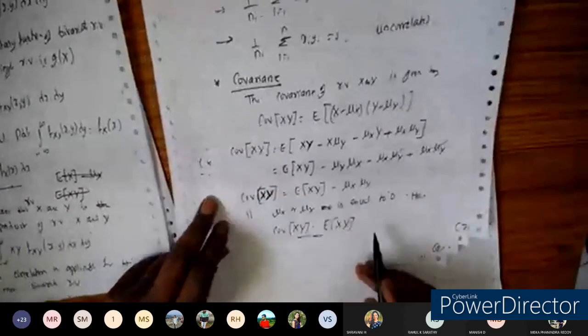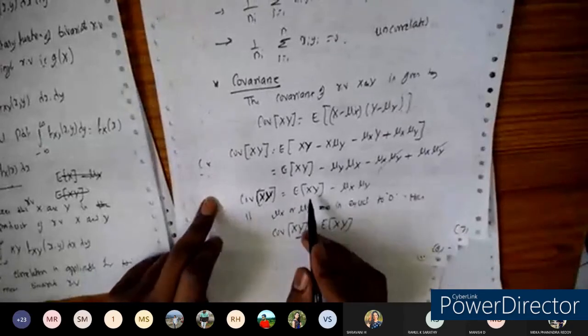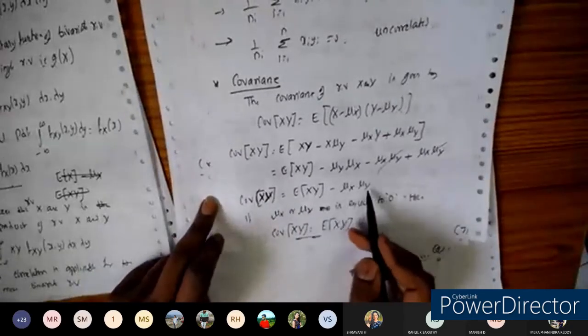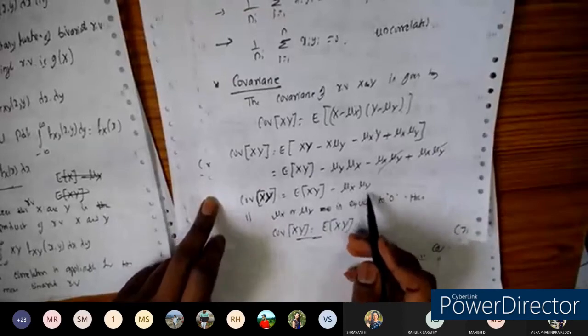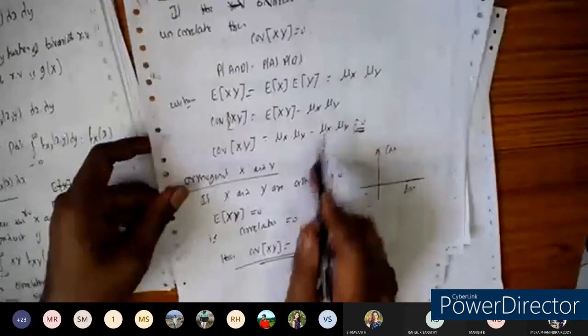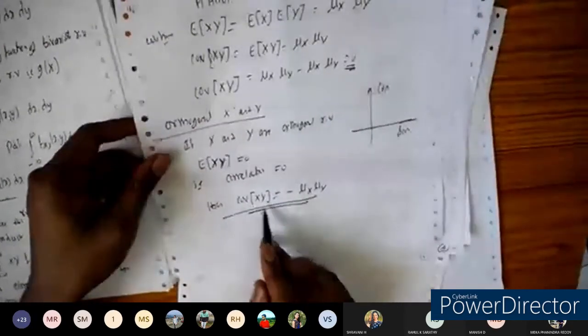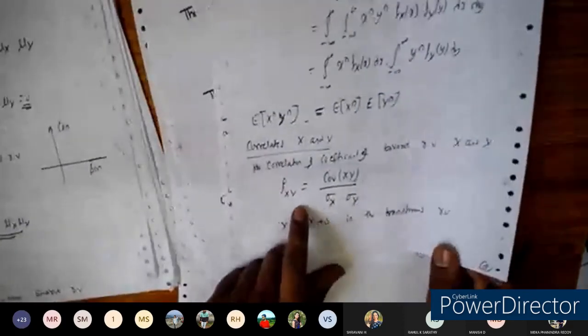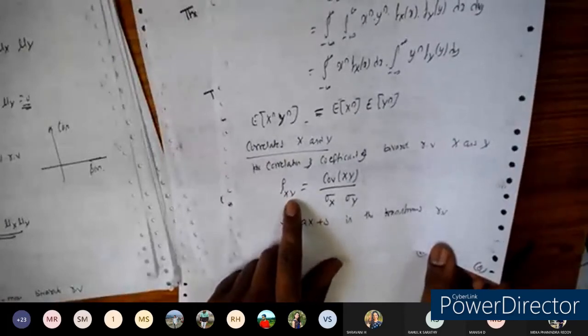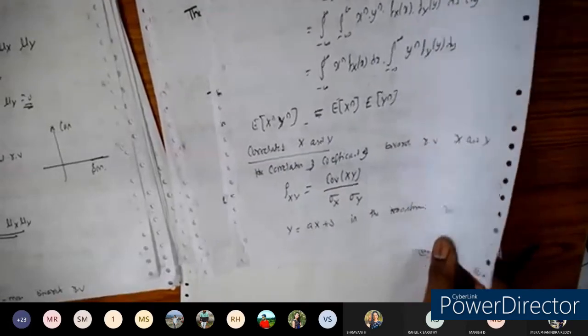This is for the discrete random variable. For the covariance, we use the formula: the covariance is the expected value of the product, the correlation, minus the product of their means. For uncorrelated random variables, the covariance is equal to 0. For orthogonality, the covariance will be equal to minus mu_X times mu_Y. This is for the independent case, and this is the correlation coefficient, rho_XY, which is equal to the covariance divided by the product of their standard deviations.